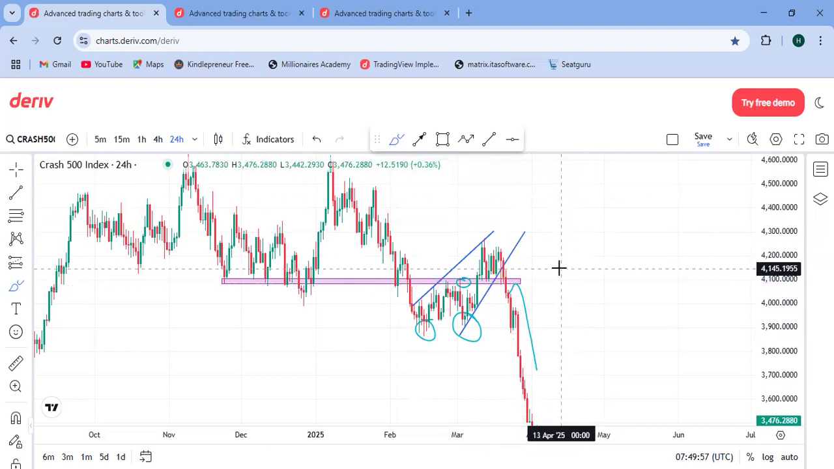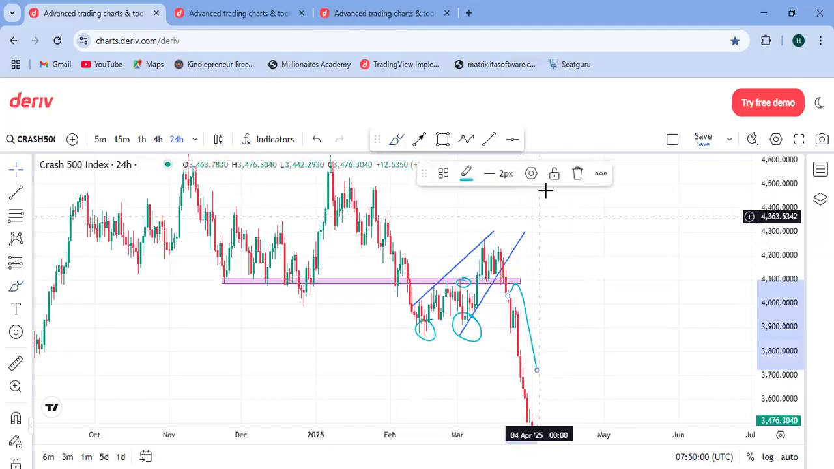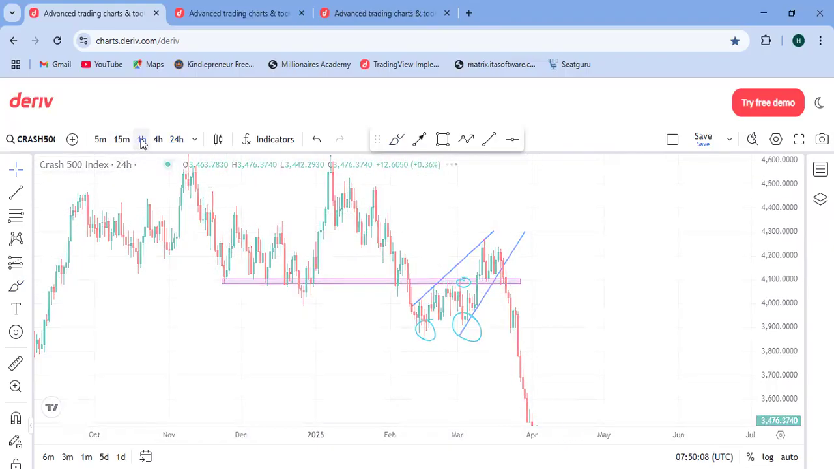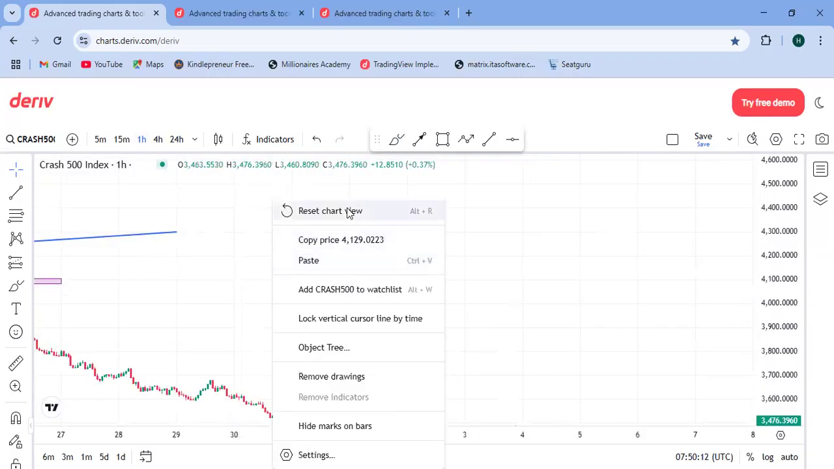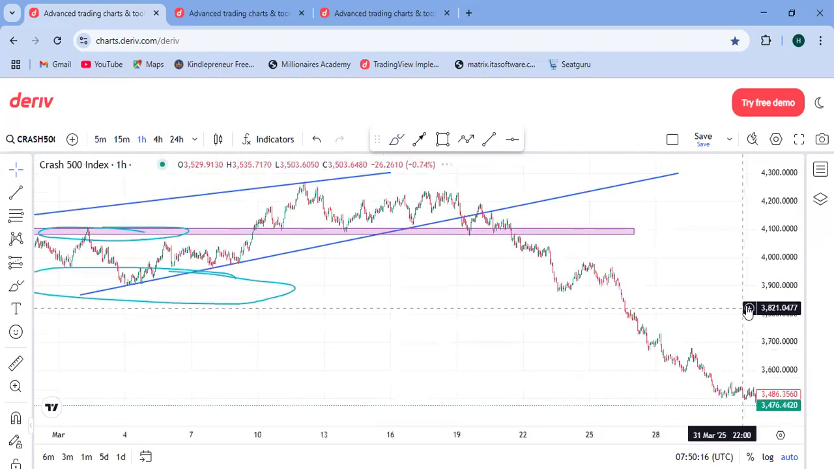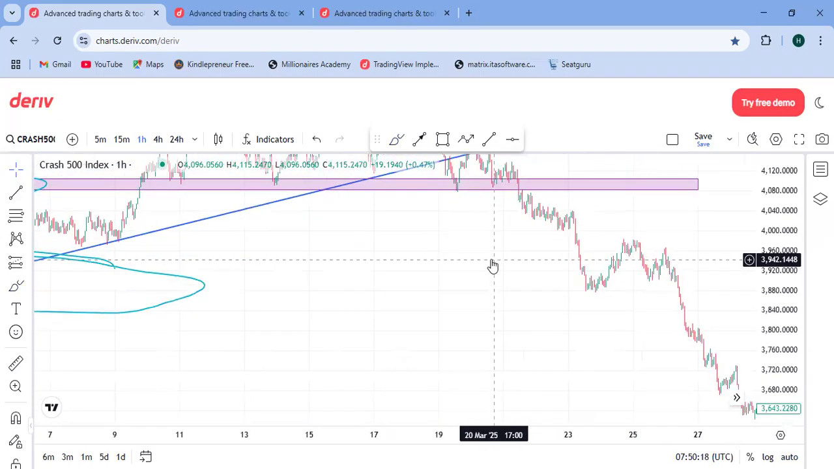I am very sure if we go down to a lower time frame, like the 15 minutes or 1 hour time frame, we might notice that there must have been an actual retest on this zone. Let me quickly go to the 1 hour time frame. Let's see what happened there. Okay, let me reset the chart. Let me zoom out quickly. Let's see if there was a retest on that zone.